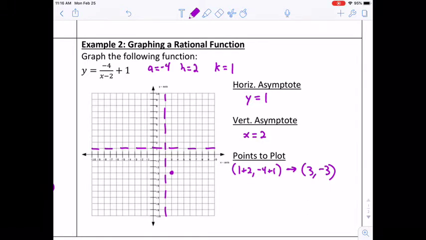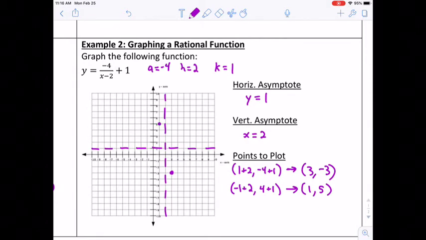And your second point is going to be -1 plus h, which is -1 plus 2. And opposite of a, so instead of -4, it's going to be +4 plus k. And when you simplify those, you're going to get 1, 5 as your point. You plot that, 1, 5.